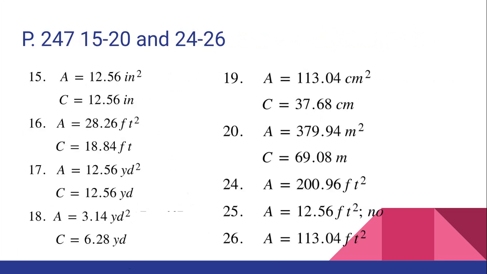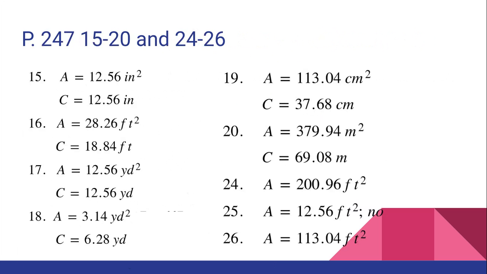On 16, you're also given a diameter. So we needed to do half of that to find our radius. So we did 3 squared, which is 9, and then 9 times 3.14, which is 28.26 feet squared. And then the circumference, we're using the formula pi times diameter. So 3.14 times 6 is 18.84 feet.